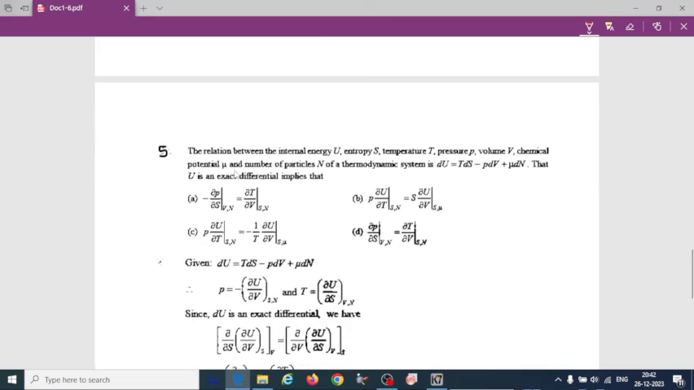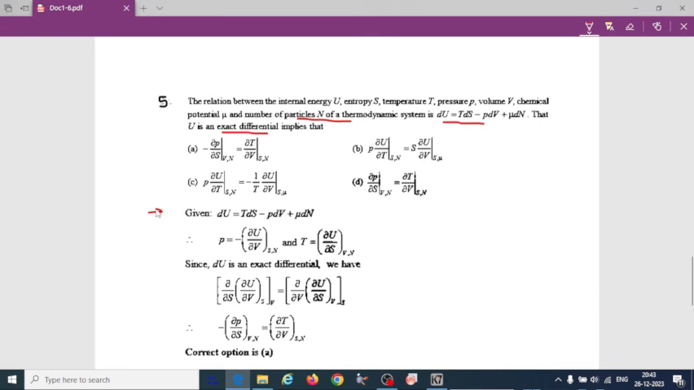The next question: the relation between internal energy, entropy, temperature, pressure, volume and chemical potential and number of particles n of a thermodynamic system is. So this is the relation that U is an exact differential. If your internal energy is an exact differential, then what is the condition among all these 4 options? Let us solve this. So what is the relation between all the thermodynamic parameters here?